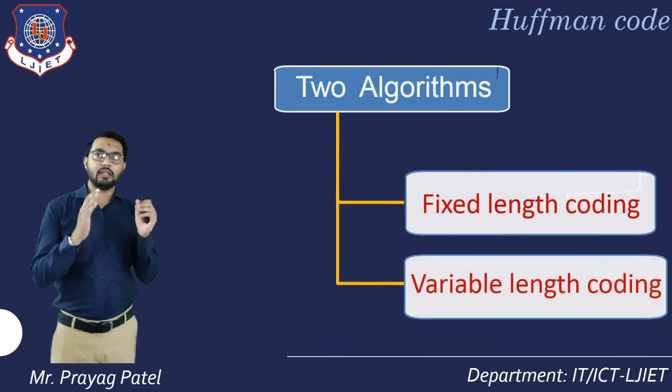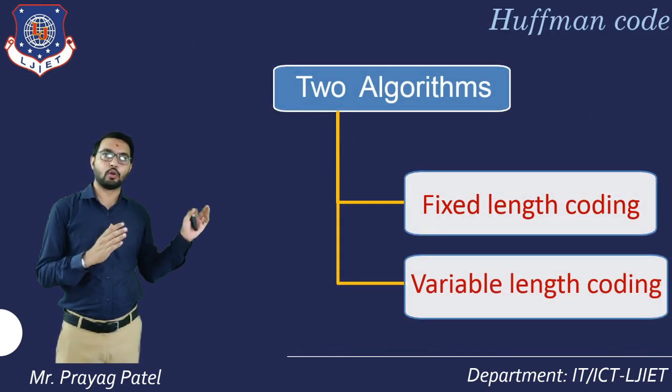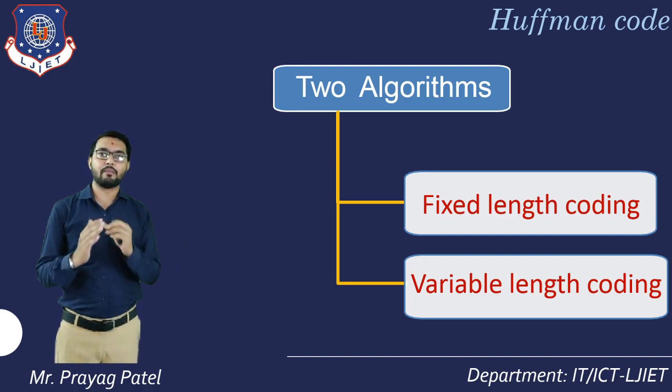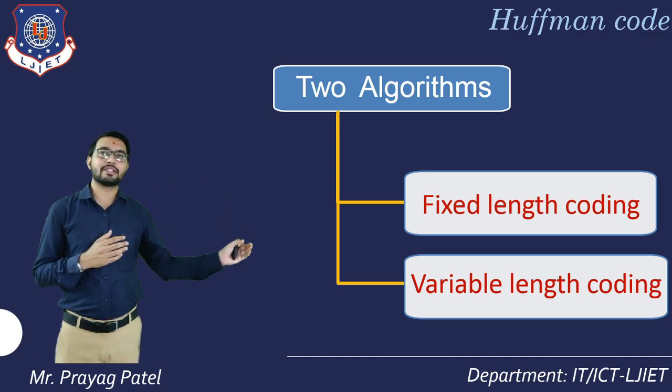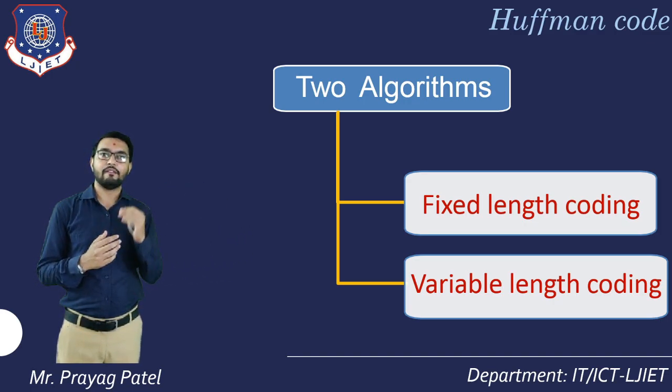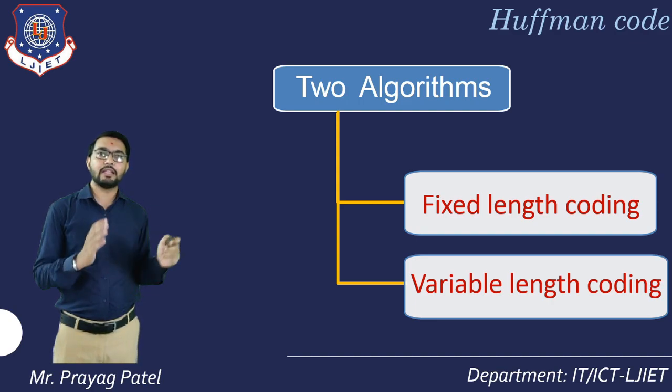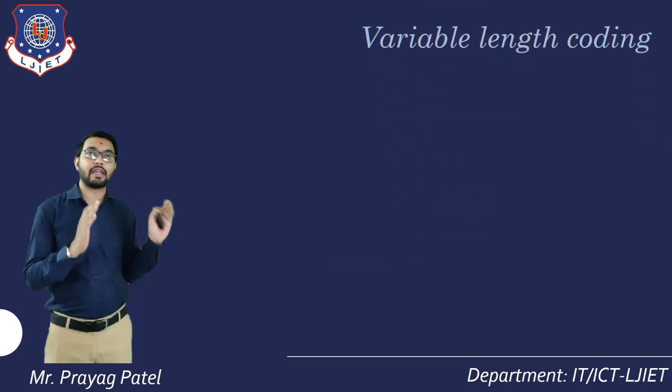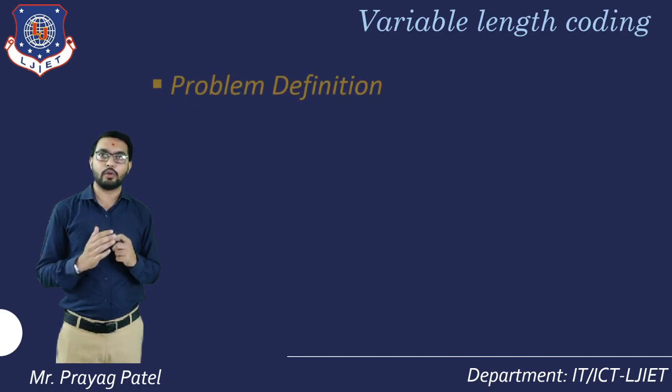Now consider another method. We have two algorithms. The first one is fixed length coding and the second one is variable length coding. We already discussed the fixed length coding algorithm. Now consider the second algorithm, which is variable length coding. To find the optimal code, we use variable length coding, not fixed length coding.